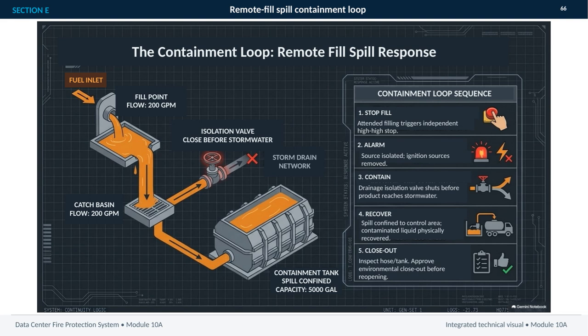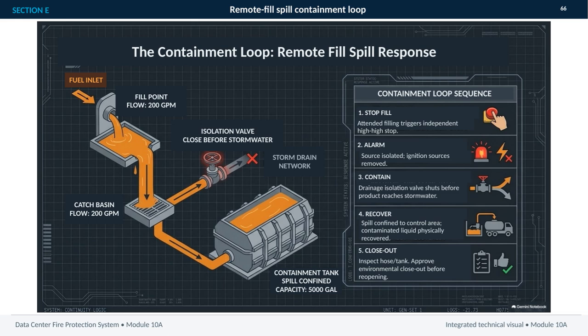The sequence is stop, alarm, contain, recover, and close out. First, attended filling triggers an independent high stop. The source is isolated, and ignition sources are removed. Next, the drainage valve shuts before product reaches stormwater. Contaminated liquid is then physically recovered from the control area.